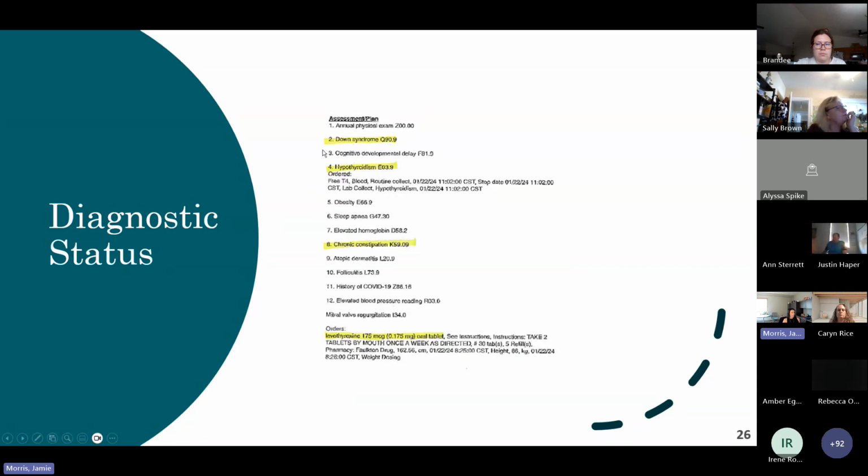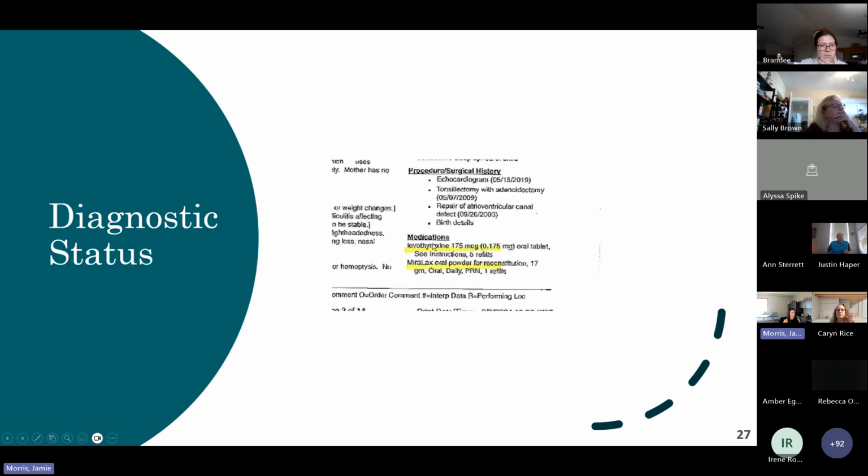So in the documentation, we know that the person, here's the Down syndrome and the hypothyroidism, the chronic constipation. We know by right here that levothyroxine is prescribed for the hypothyroidism, and that is the instructions for that one. We also know further down in the document that they're receiving a Miralax oral powder for their chronic constipation. Again, this is all within the physical that they receive from the doctor.